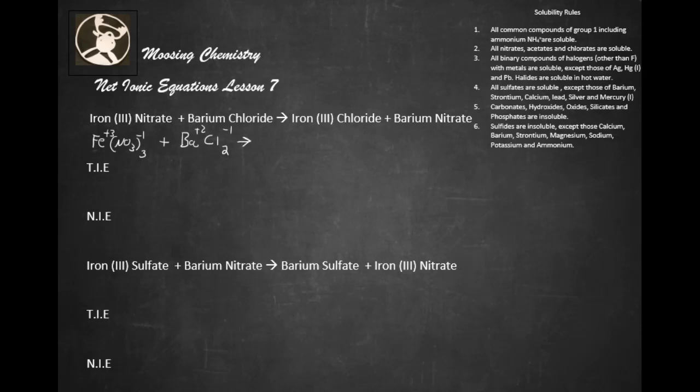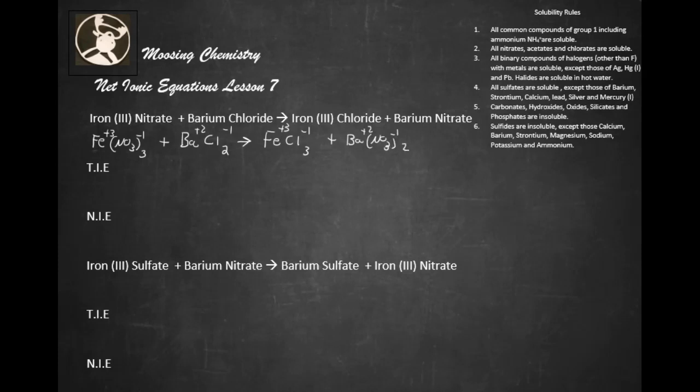Yields iron 3 chloride. So that would be Fe plus 3, Cl minus 1. So you put 3 right there when you crisscross. Plus the barium nitrate, which would be Ba, that would be plus 2, NO3 minus 1, so we're going to have to put a 2 here.